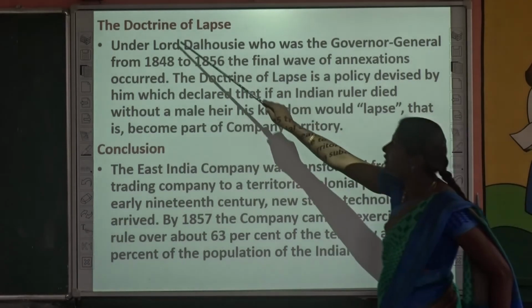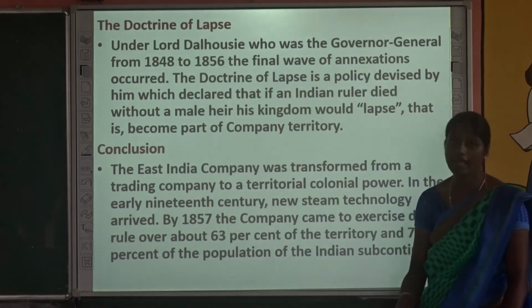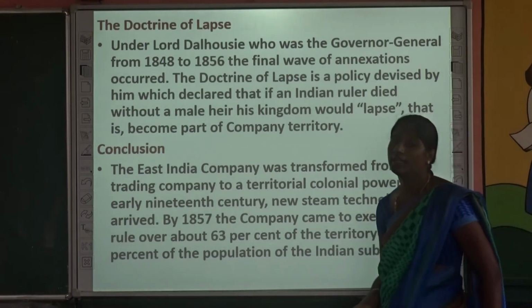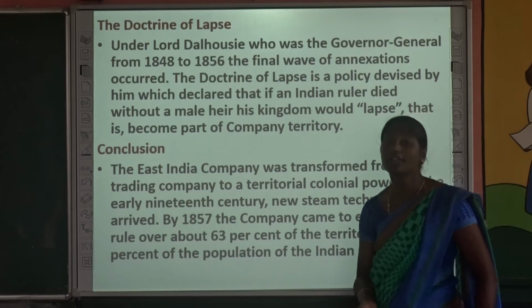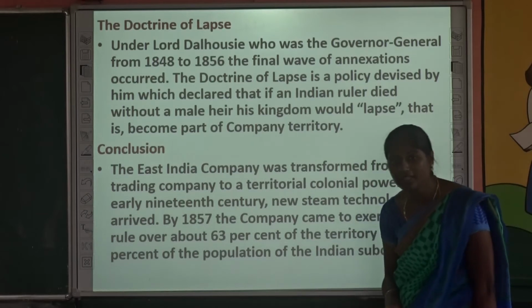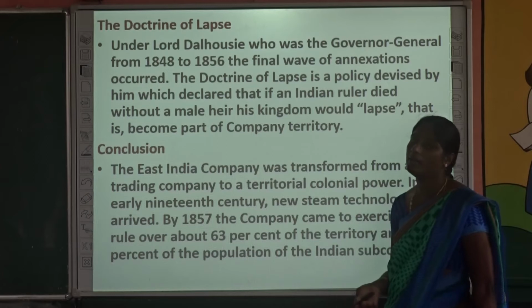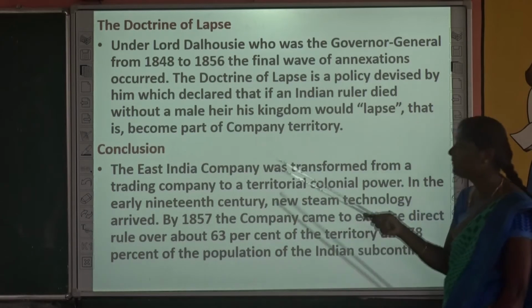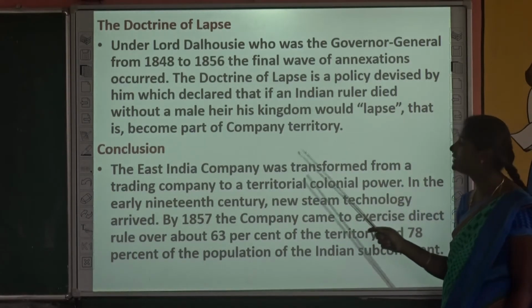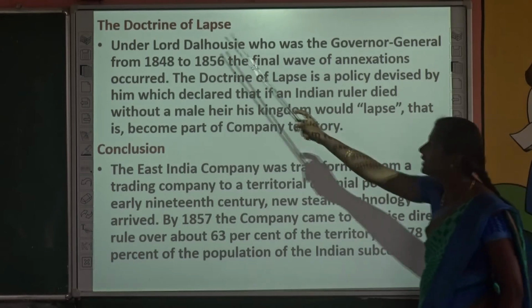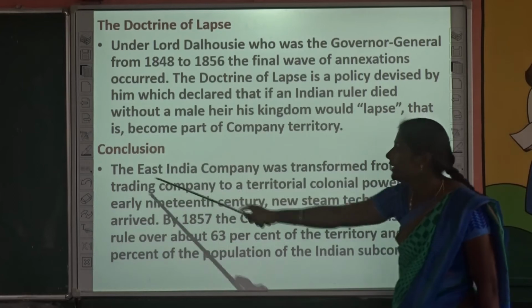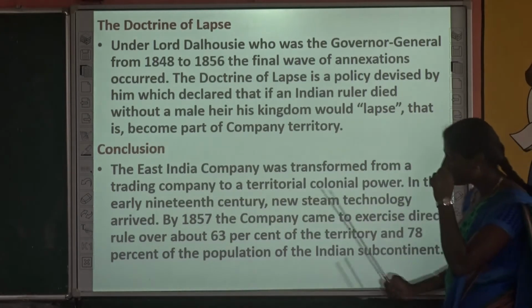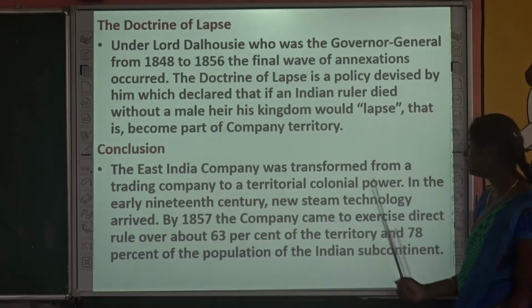So, while introducing this doctrine of lapse, if a king does not have a male son, after his death, the kingdom will be captured by the English East India Company. So this was the doctrine of lapse. And next one, conclusion. The East India Company was transformed from a trading company to a territorial colonial power.